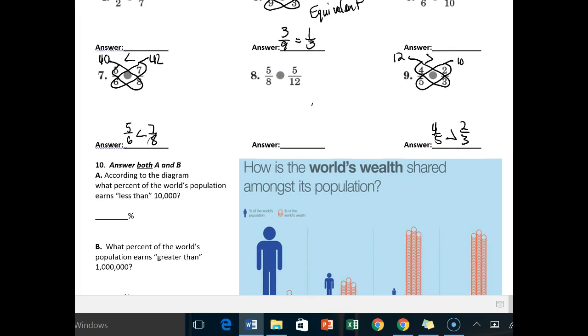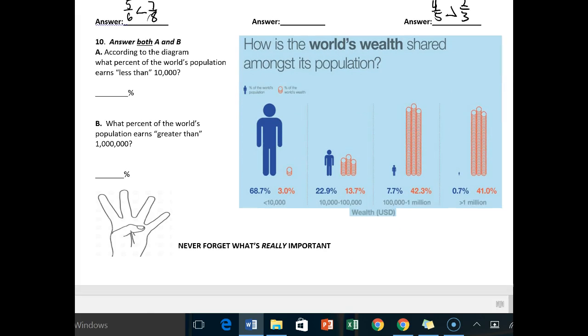All right. I will be doing 10B. You guys will be doing 10A. So we're taking a look at this diagram. It says, how is the world's wealth shared amongst its population? The people here is a percentage of the population. So this is 68.7% of the population, 22.9%, 7.7%. And this is how much money they have. So 3% of all wealth, 13.7% of all wealth, 42.3% of all wealth, and 41% of all wealth.